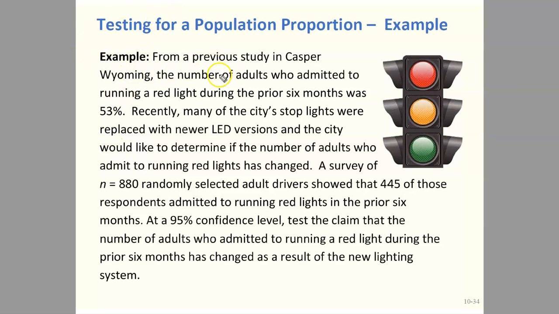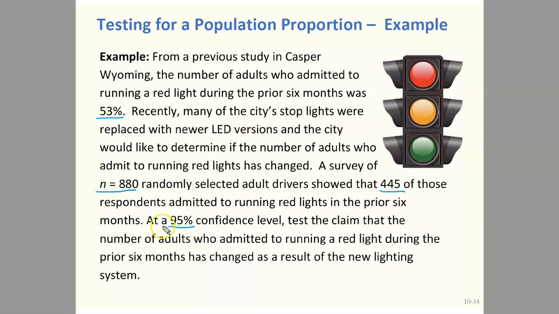So for this problem, from a previous study in Casper, Wyoming, the number of adults who admitted to running red lights during the prior 6 months was 53%. Now recently, many of the city's stoplights were replaced with newer LED versions, and the city would like to determine if the number of adults who admit to running red lights has changed. So they took a survey of 880 randomly selected adult drivers and found that 445 of them admitted to running red lights in the prior 6 months. Now that's after the new LED lights were installed.